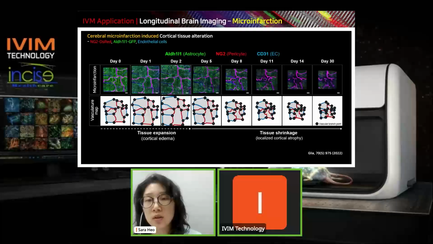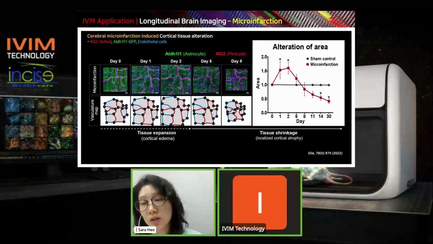So with the cranial imaging placed, the longitudinal imaging was allowed, and the endothelial cells of blood vessels, the astrocytes, the pericytes are shown in blue, green, and red respectively. So, the expansion and the shrinkage of the tissue was tracked at the vasculature map, and the area alteration could be tracked by the imaging each time point. And we can quantify this signal and turn the information into a graph.